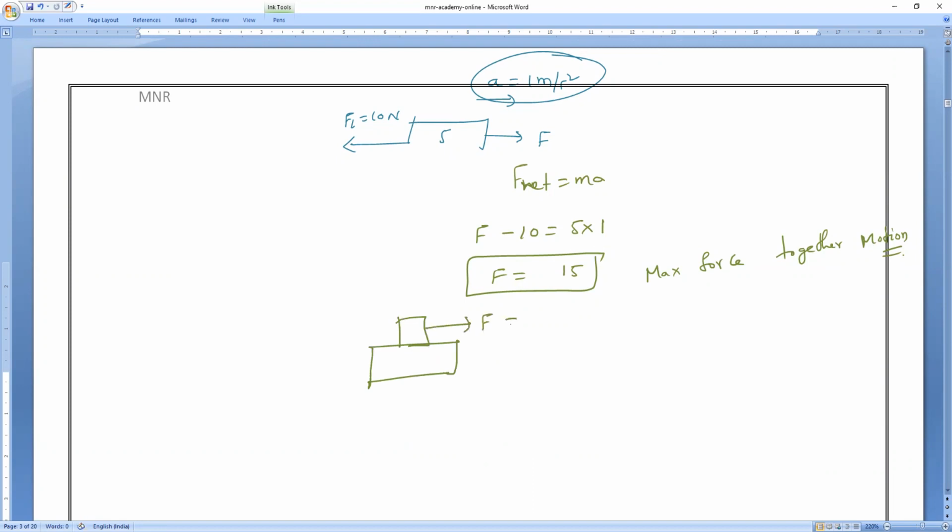Both the bodies will move together or not? Yes, sir. So if the force exerted is less than 15 newtons, then both the bodies will move together. If suppose I apply, for example, F equal to 10 newtons, then tell me, is it relative motion or no relative motion?